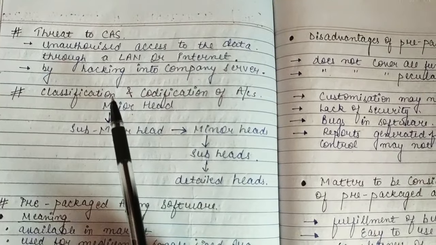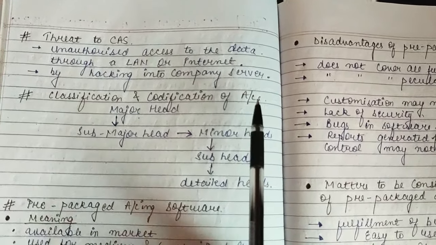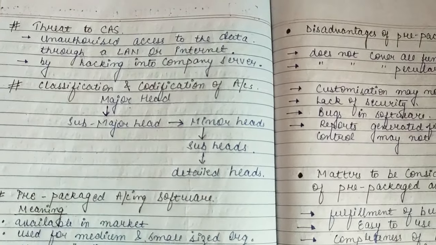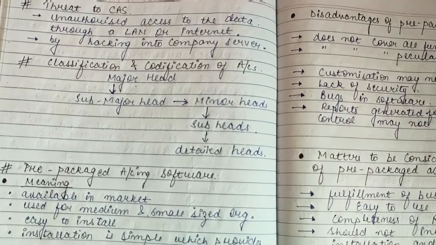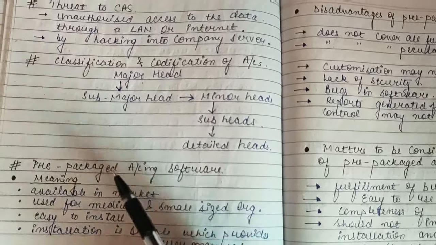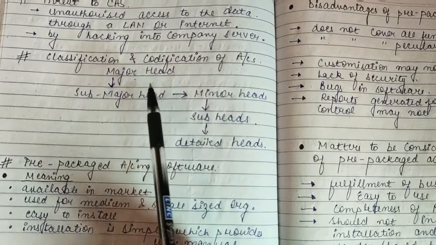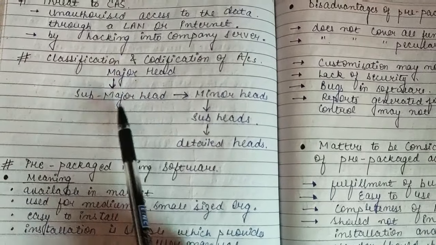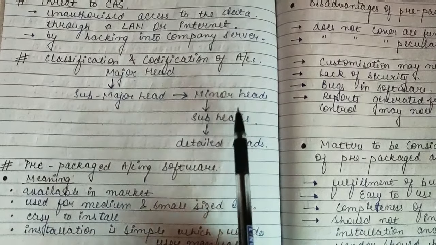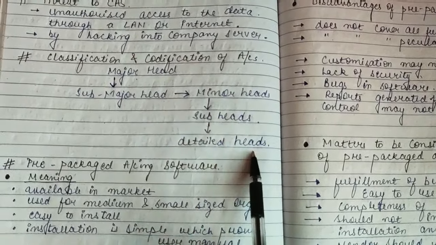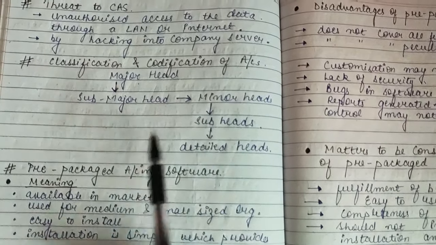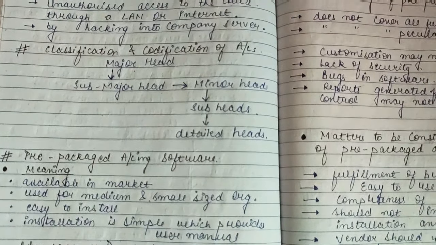Another threat could be hacking into the company server. So these two are the main threats to computerized accounting system. Now, classification and codification of accounts. Major heads come first, then sub-major heads, then minor heads, then subheads and then detailed heads. So these are the classification and codification of accounts.